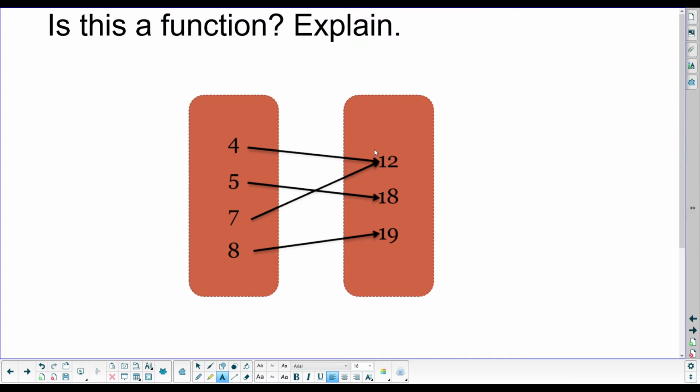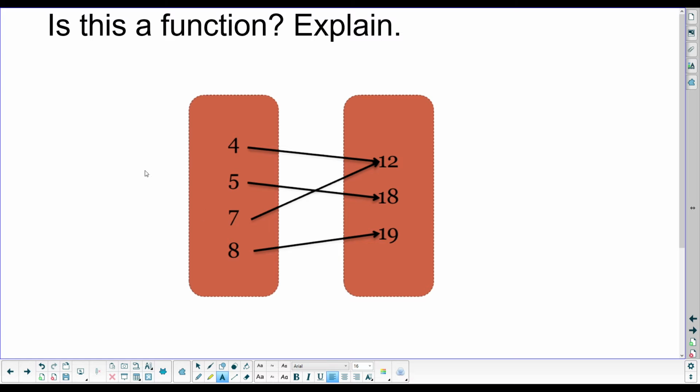So here we have a mapping, right? And the question is the same, is this a function? So let's go through this. Here it looks like I've got 4 points, so a finite set here. And if I listed out those points, it'd be (4, 12), (5, 18), (7, 12), and (8, 19). And the question is, is it a function?